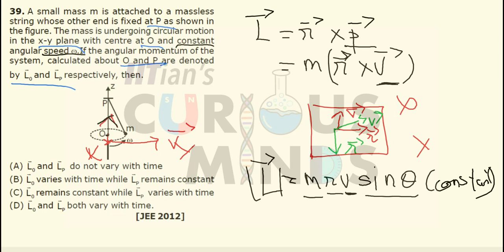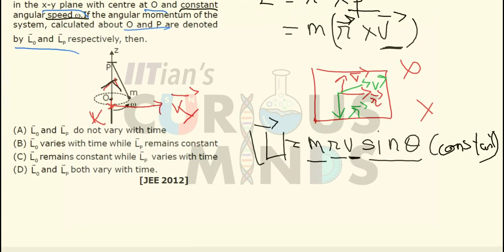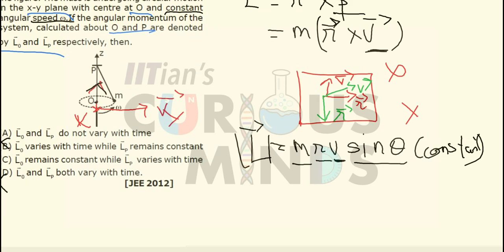Since it is always in the z axis, the angular momentum about point O will remain constant. So over here D is incorrect, and even B is incorrect. So the correct answer will be either A or C. So let us check about point P.